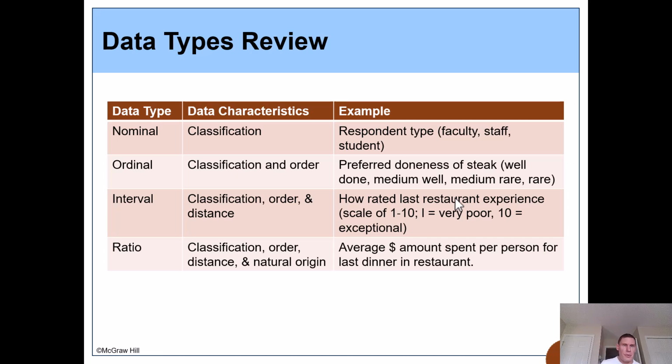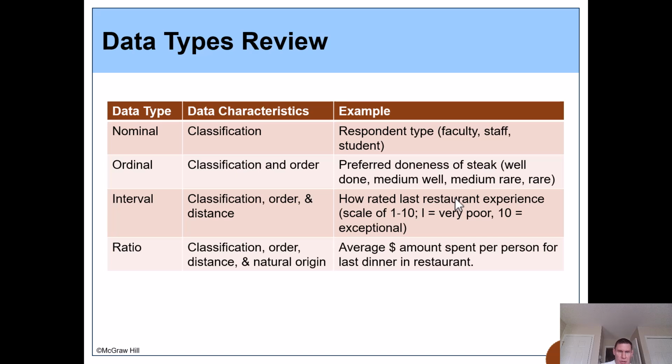Just a quick review here of data types. Remember nominal. Think about names. The data that's a characteristic, data is classification. Examples would be things like faculty, staff, and student, right? It's kind of got a name, if you will. Ordinal is classification and order. So in their example, like medium, medium well, medium rare, for steak.